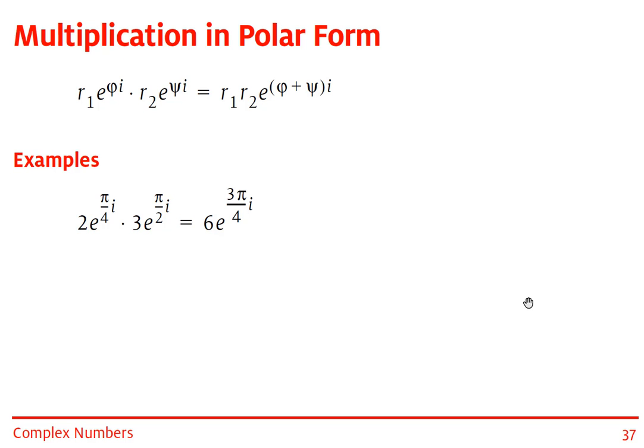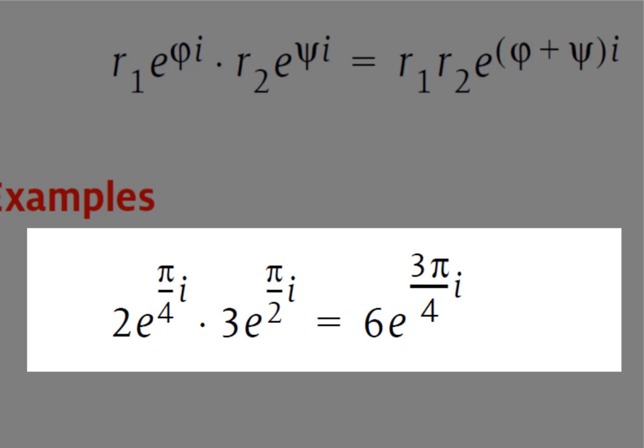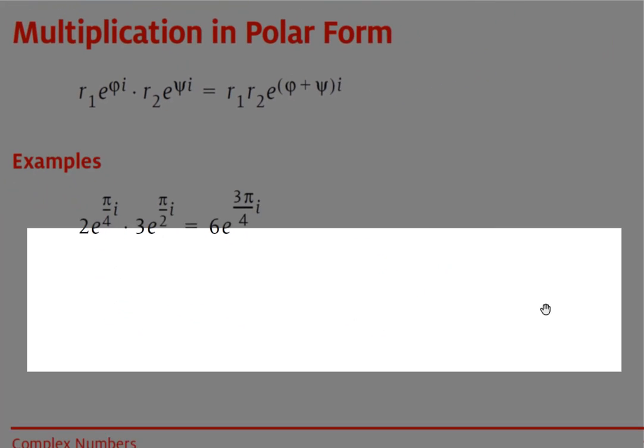Multiplication in polar form is easy too. You just multiply the two factors r1 times r2 and you add the angles phi and psi. So for instance, 2 times e to the power of pi fourth i times 3e to the power of pi half i. So you multiply the factors 2 and 3. 2 times 3 is 6. And you add the angles. Pi fourth plus pi half is 3 pi divided by 4.